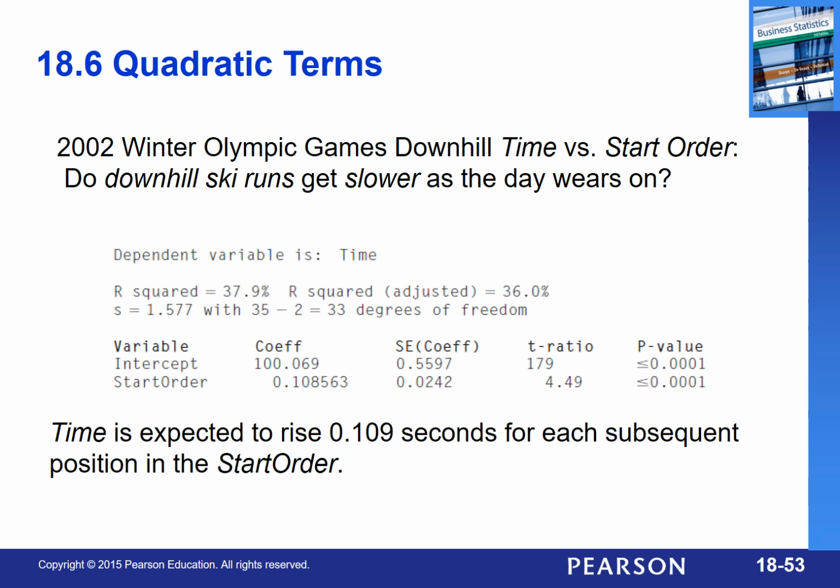Okay, so, hey, here's a fun fact. Did you know that in Olympic skiing, the start order actually has a huge influence on the time it takes you to complete the course? In downhill skiing, the runs actually get slower as the day wears on because the snow becomes more packed, which is kind of interesting. Powder is actually easier to slide through in case you've never been skiing. So we want to see, does start order have a big effect on time? And it looks like it does.